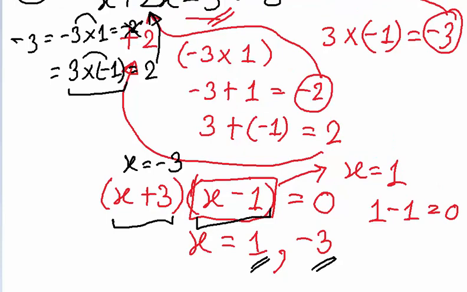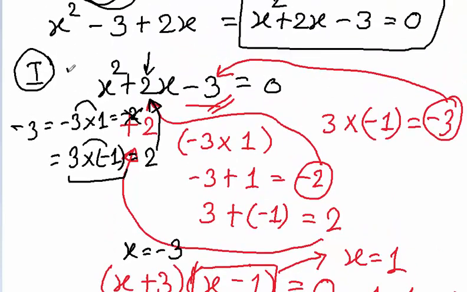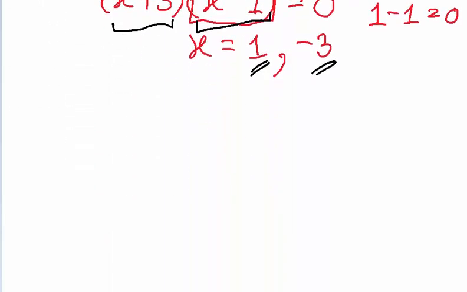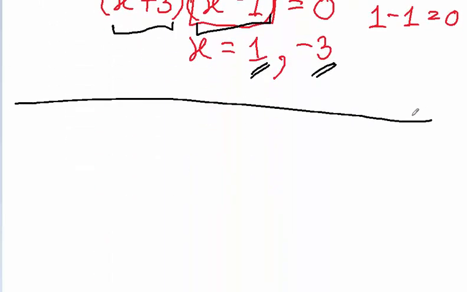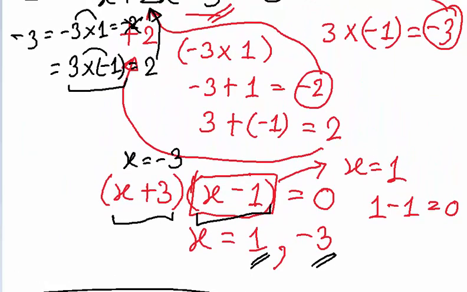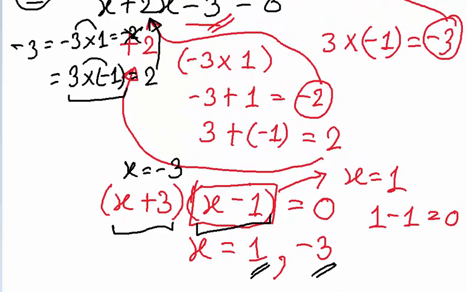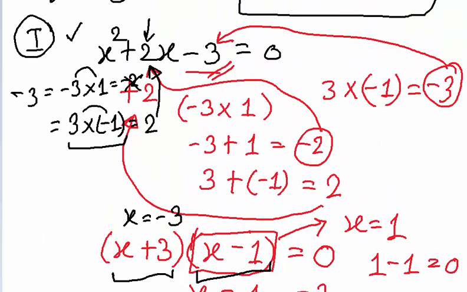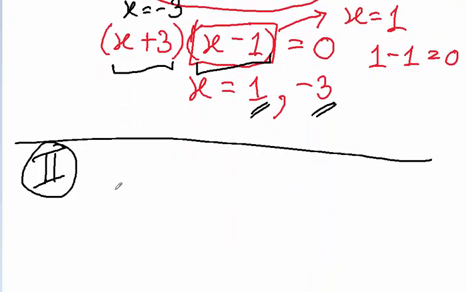This is the first method: find the factors, right? And then the second method, you try to do the completing the square. So I try to write down x squared plus 2x minus 3. x squared plus 2x minus 3 equal to 0.